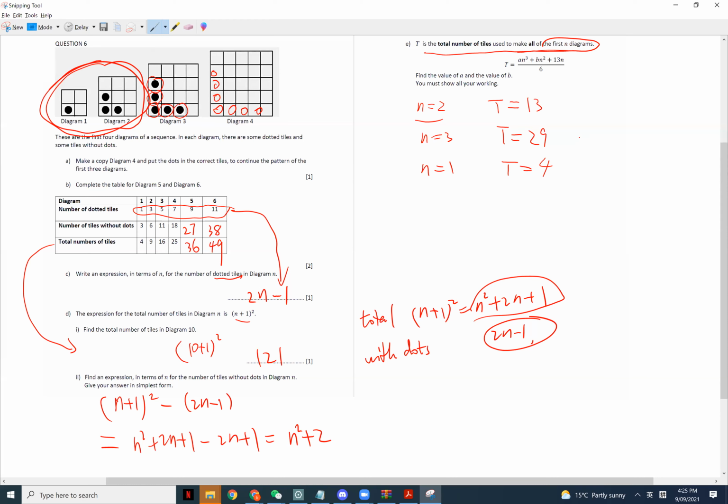Guys, try to use the information. Form simultaneous equations. If n equals 2, T equals 13. Amy, what's the numerator? N equals 2, huh? Wait, what? N equals 2. So T is 13. That's why I put 13 here. Then why n equals 2? Oh, not why. We just check in the question here.